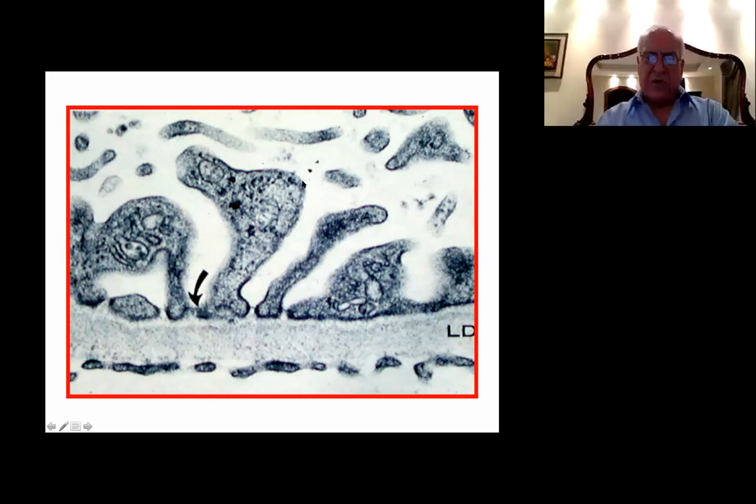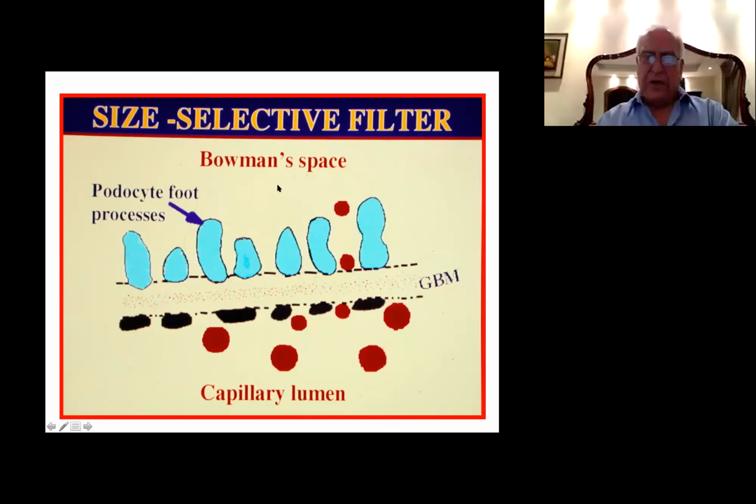And if you see, the foot processes are really standing out individually. They are not smudged. That's because they have a negatively charged substance, which we call sialic acid, on the surface that keeps them spread. So for a substance to go from the capillary lumen into the Bowman space, it depends on two things: the size of the substance, and the larger the substance, the more difficult to pass. The smaller the substance, the easier to pass through the fenestration, through the basement membrane, through the slit diaphragm, and that would be reflected in later talks.